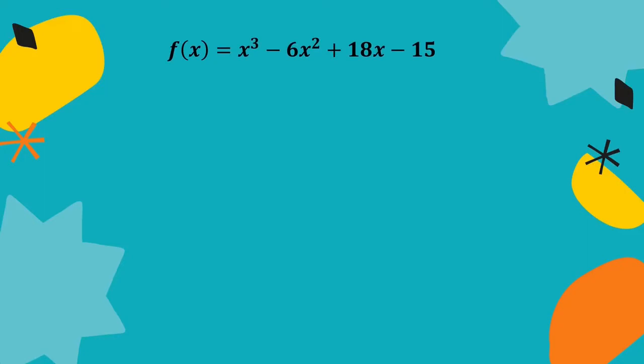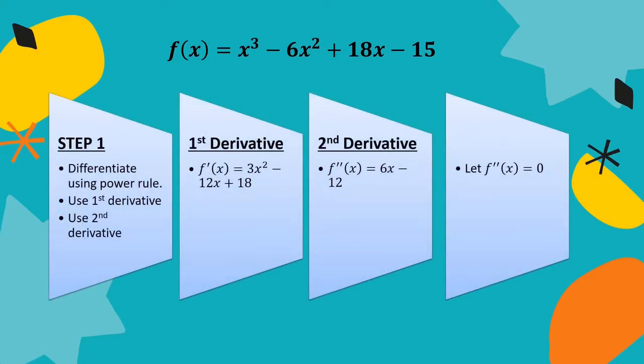So the function given is f(x) equals x cubed minus 6x squared plus 18x minus 15. By using power rule, we can get the first derivative of this function, which equals 3x squared minus 12x plus 18. Then differentiate the result of the first derivative and get 6x minus 12. Next step, let the second derivative of f equal 0. 6x minus 12 equals 0, then factorize it, and we get the value of x, which is 2.